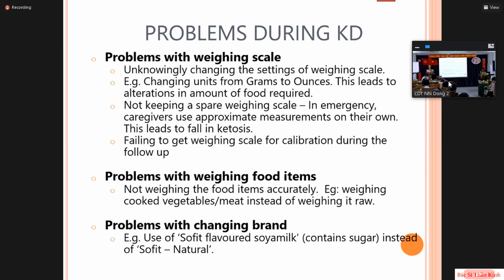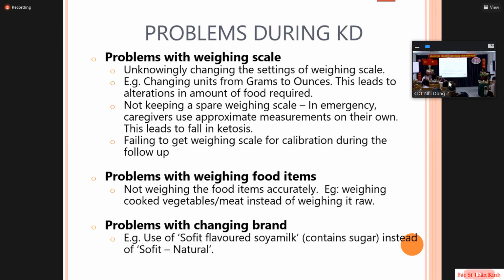Now, when I showed you the calculation, you must have seen that all the ingredient amounts were in grams. So when we give the diet chart to the patients, it is all mentioned in grams. But in case they change the units unknowingly to ounces, then that will be inaccurate, right? So this leads to alterations in the amount of food.